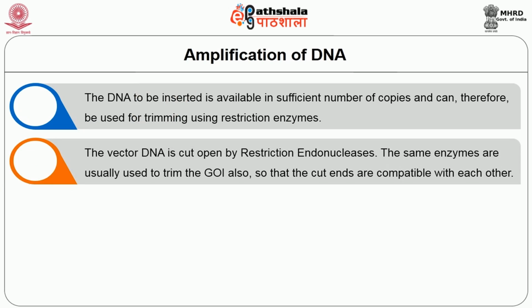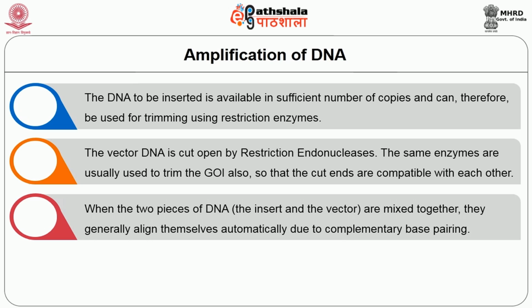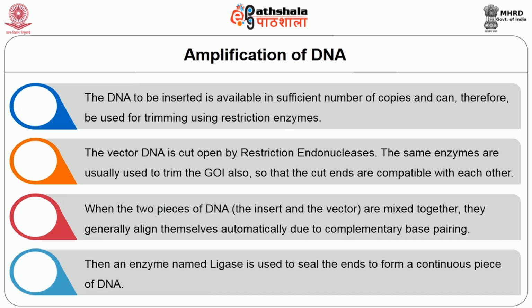The vector DNA is cut open by restriction endonucleases. The same enzymes are usually used to trim the gene of interest also, so that the cut ends are compatible with each other. When the 2 pieces of DNA, that is the insert and the vector, are mixed together, they generally align themselves automatically due to complementary base pairing. Then, an enzyme named DNA ligase is used to seal the ends to form a continuous piece of DNA. Let us now consider these steps in detail along with the material needed.